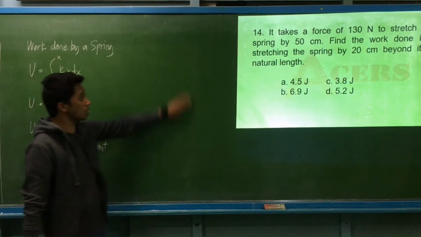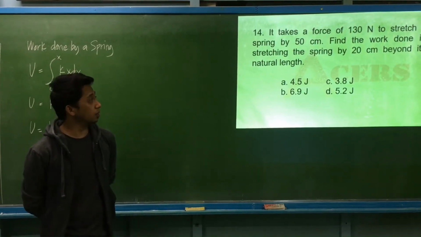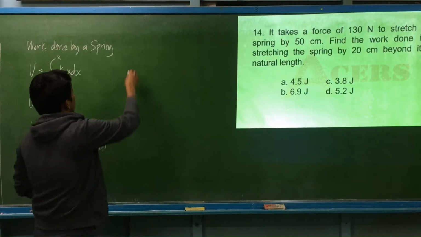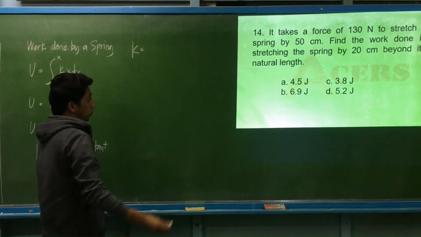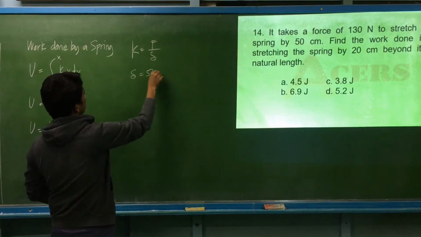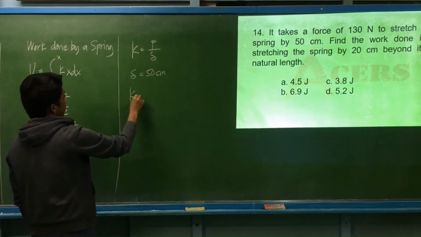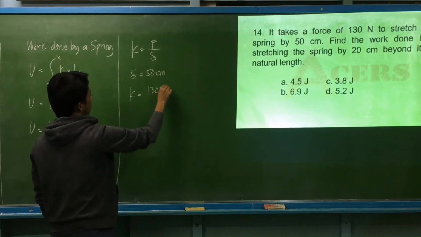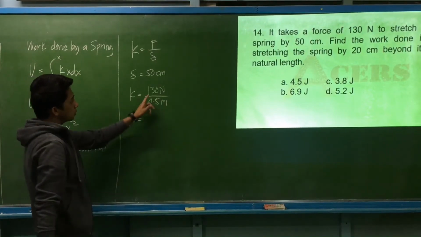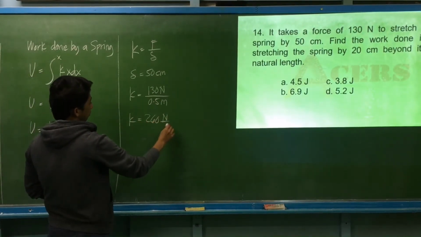For this example, it takes a force of 130 newtons to stretch a spring by 30 centimeters. Find the work done in stretching the spring by 20 centimeters beyond its natural length. The spring constant is basically equal to the force divided by the deformation. For this example, the deformation is equal to 50 centimeters. So the spring constant is a force of 130 newtons divided by 50 cm or 0.5 meter. It is equal to 260 newton per meter.